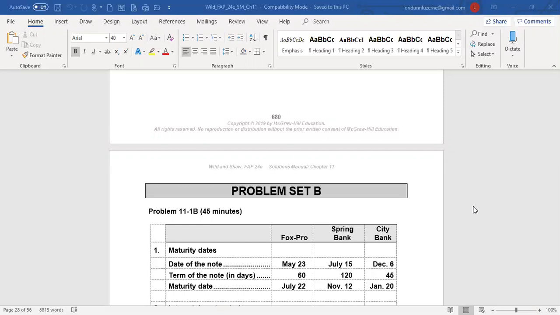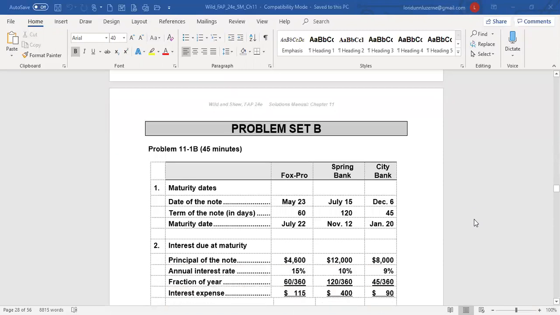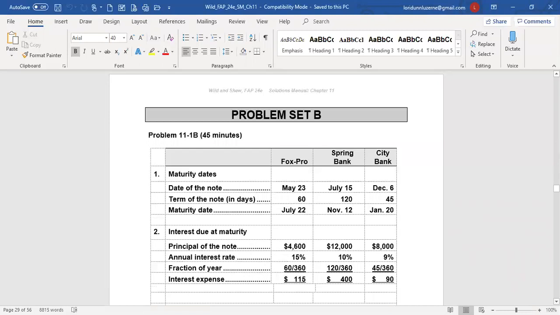But now we're on the other side. We're the ones borrowing. In number 2, they want us to determine the interest due at maturity for each of the three notes. Assume a 360-day year. So again, remember, to determine interest, you take principal of each loan. $4,600 is our first loan. Interest rate is 15%. That'll give us interest for an entire year, though. We only need to calculate interest for 60 of the 360-day year. $115.